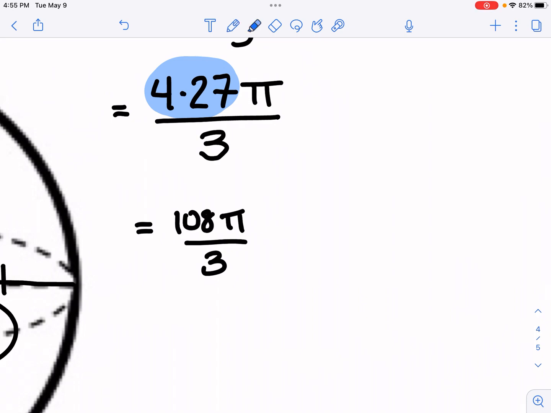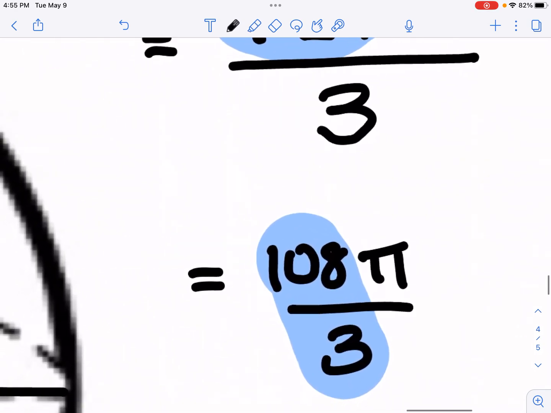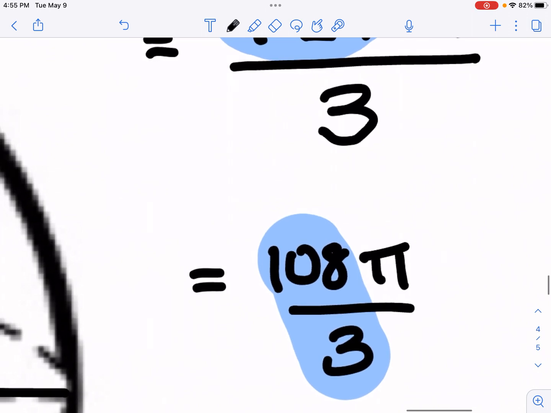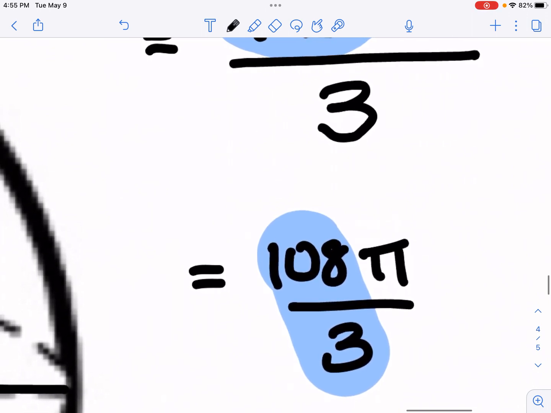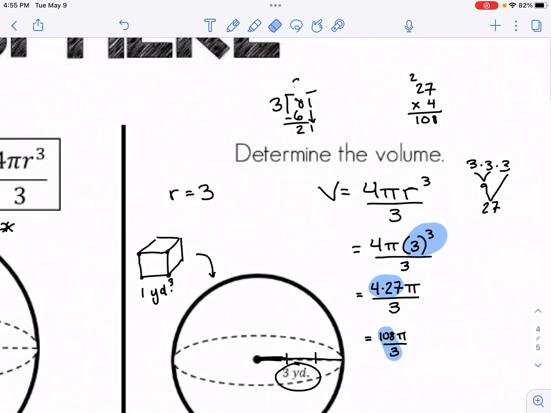Now we'll take this and divide it by 3. 108 divided by 3. You can tell if a number is divisible by 3 if you add up the digits. 1 plus 0 plus 8 is equal to 9. 3 can go into 9, meaning 3 can go into this bigger number, 108. Alright, now let's erase that and do this: 108 divided by 3.